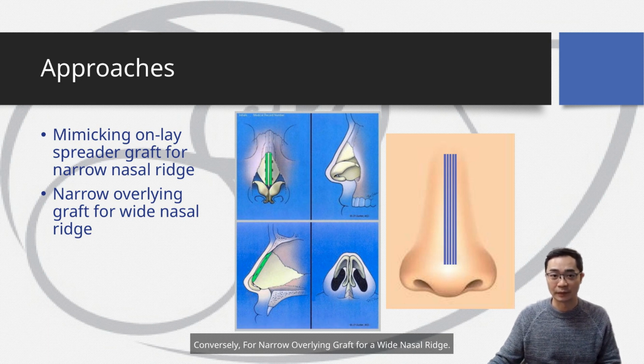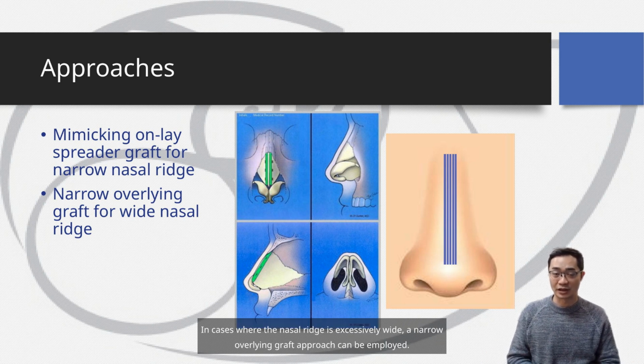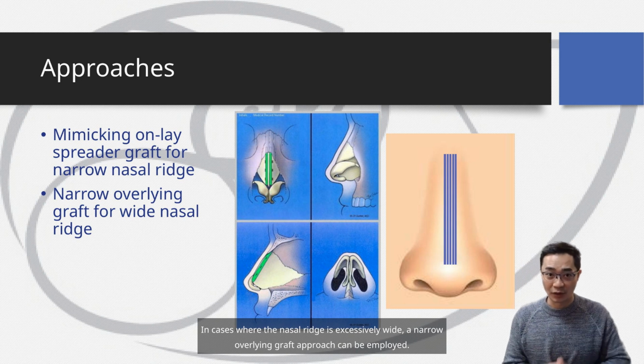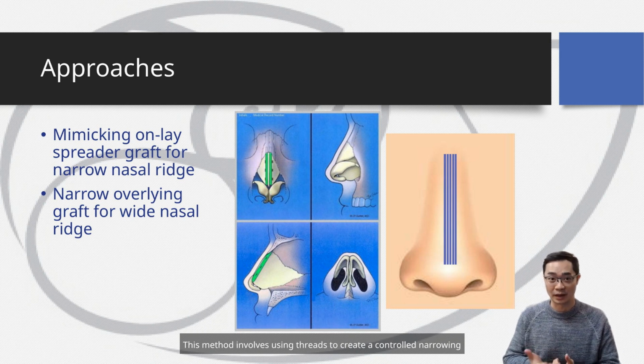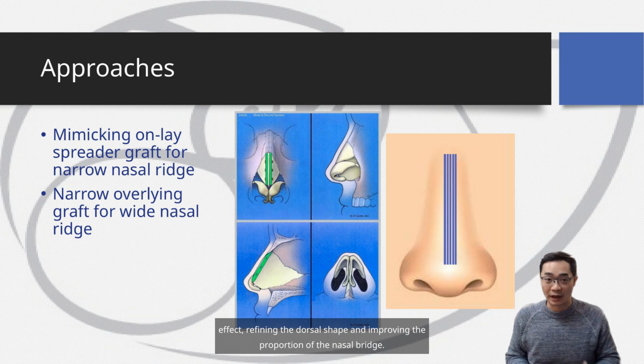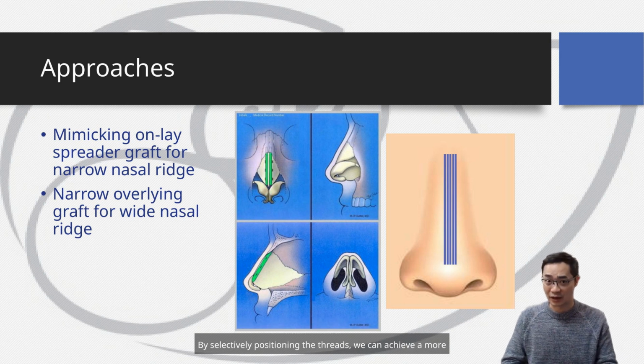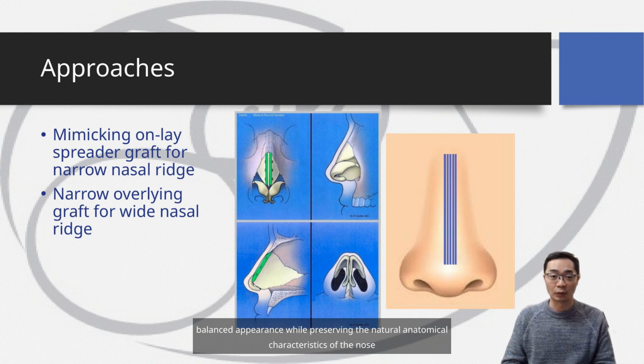Conversely, for a narrow overlying graft for a wide nasal ridge, in cases where the nasal ridge is excessively wide, a narrow overlying graft approach can be employed. This method involves using threads to create a controlled narrowing effect, refining the dorsal shape and improving the proportion of the nasal bridge. By selectively positioning the threads, we can achieve a more balanced appearance while preserving the natural anatomical characteristics of the nose.